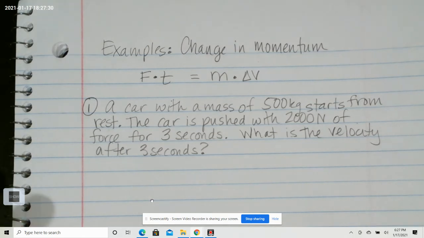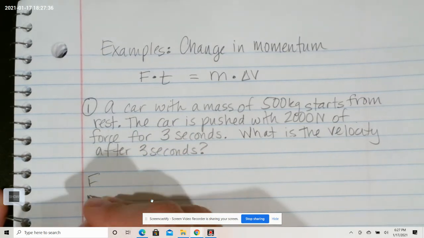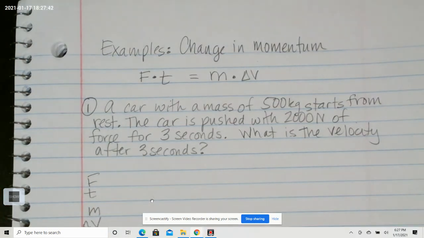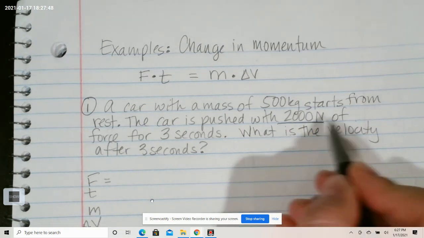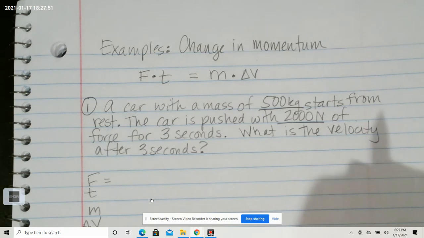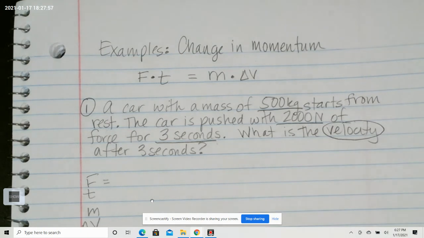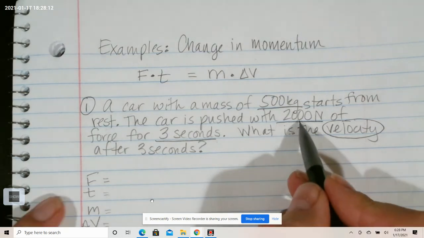Okay, so we have to have all 4 variables in our equation. So we need an F, a T, an M, and a change in V in this case. We're going to be looking for that. So our force is given to us. Our mass is given to us. Our time is given to us. We want the ending velocity, or the velocity. So ultimately, we're going to be looking down here for the V. And that's also going to be the change in V, because it went from 0 to whatever velocity it ends up. So let's write down our variables. 500 kilograms is a mass.